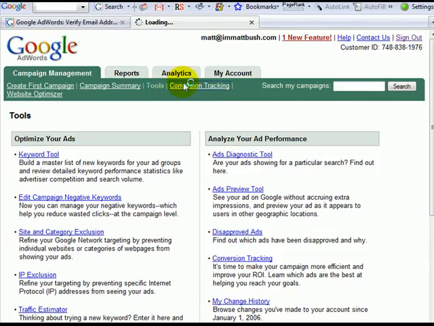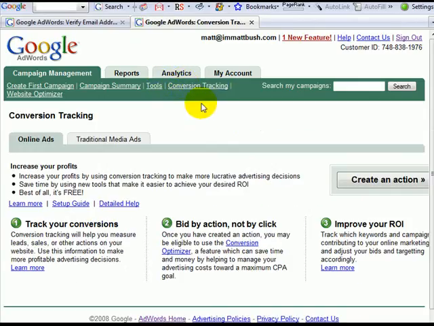Conversion tracking, that's really important. We're going to be talking about that. Essentially, this is how, whenever somebody clicks on an ad, you want to be tracking to see if the person that buys from the ad, what ad did they click on? That's very important. Okay, and then the website optimizer there as well.